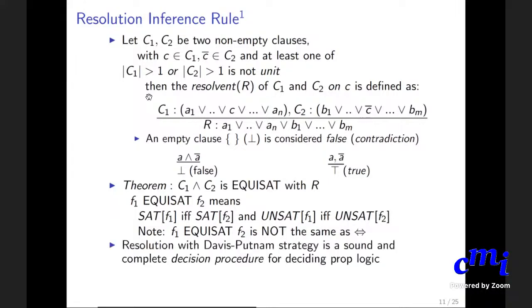With that, the DP in DPLL stands for Davis and Putnam, who used this rule to come up with a strategy. Robinson just proposed this resolution. He was not interested in automating this into a decision procedure. So Davis and Putnam were the people who took the resolution principle and then did it.